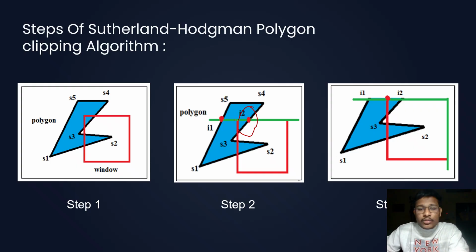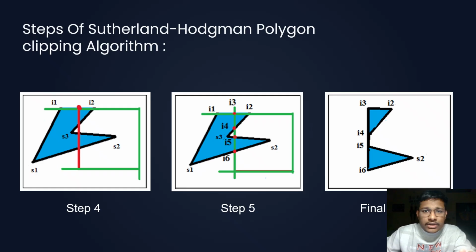Then we move to the right edge. In the right edge, the polygon is not even touching it, so we leave it as it is. Now the fourth step, the bottom. Even here, the polygon is not even touching it, so we move to the next step.